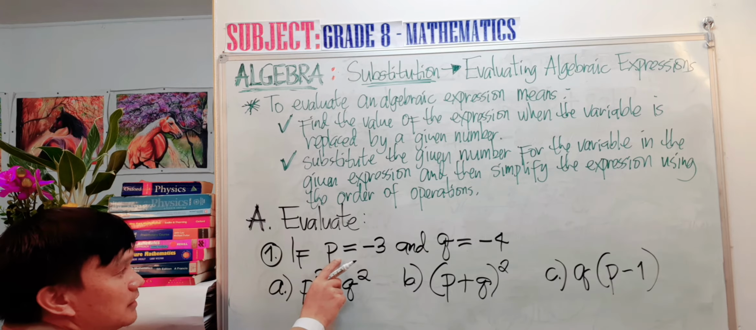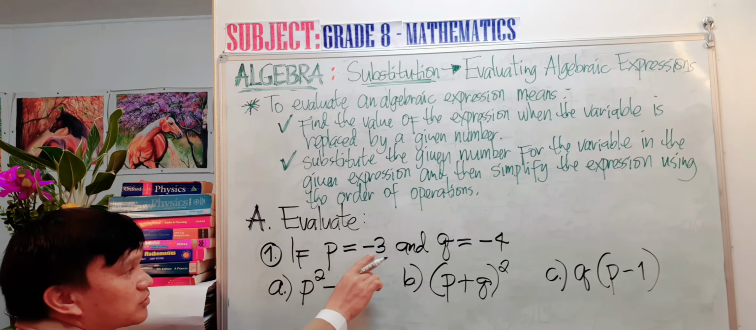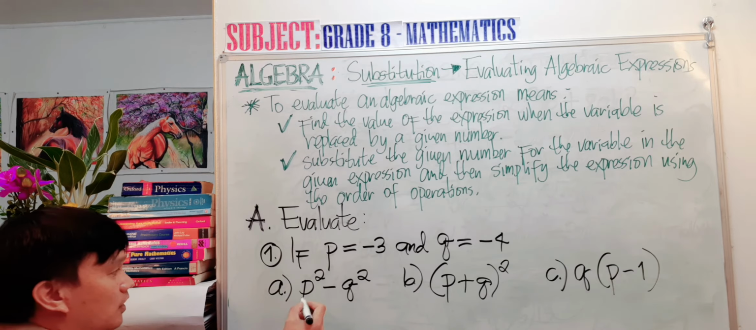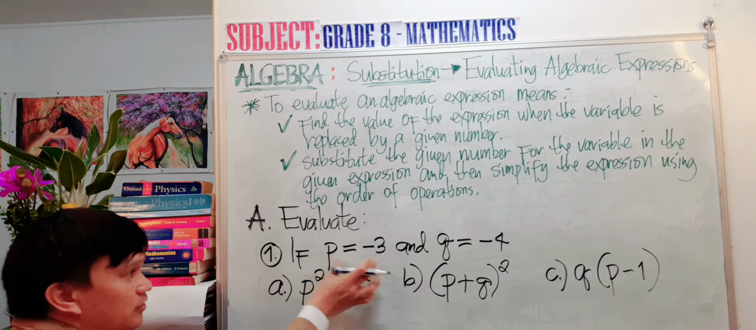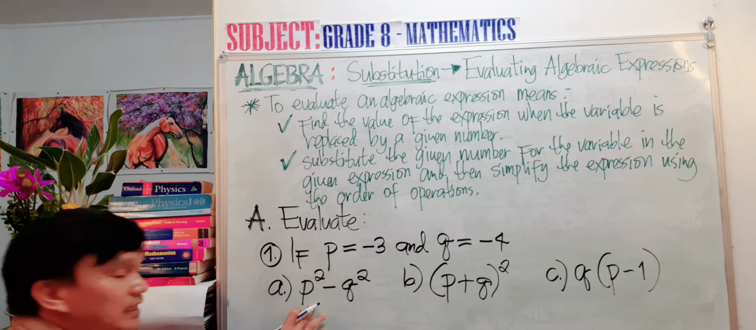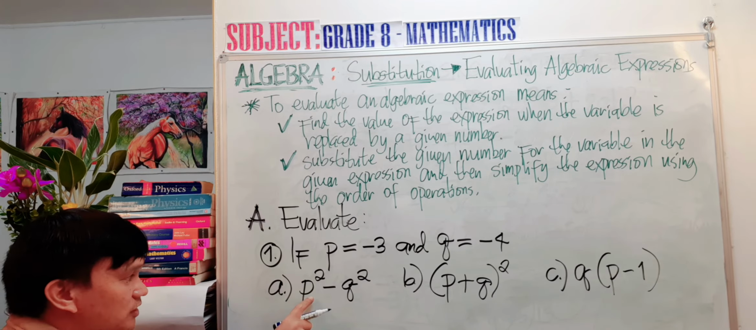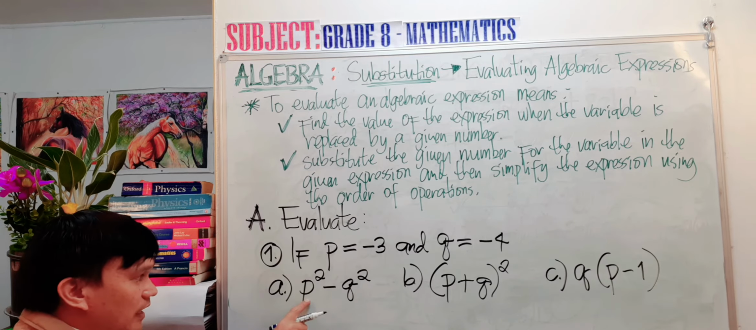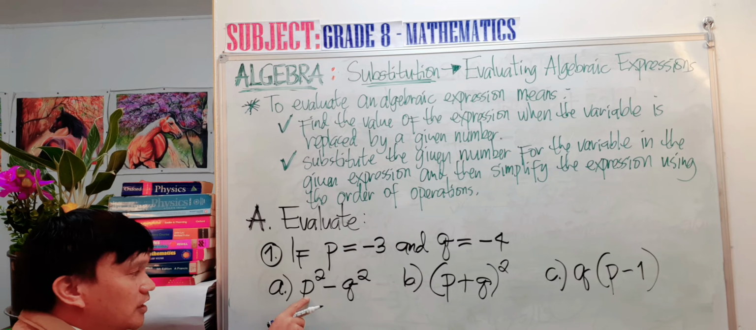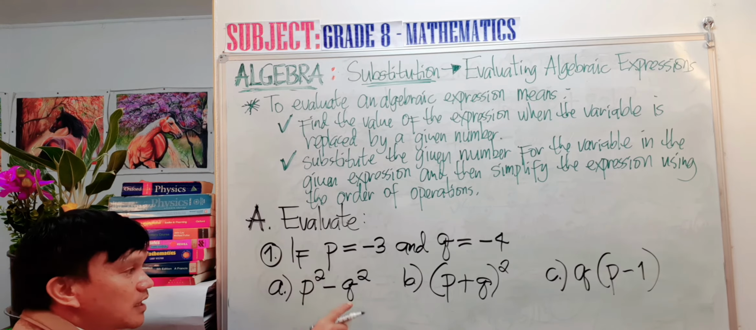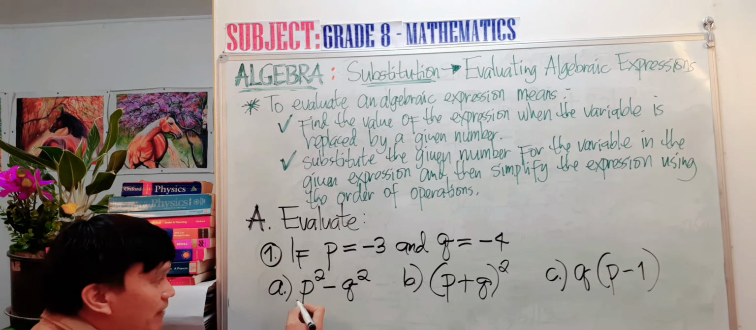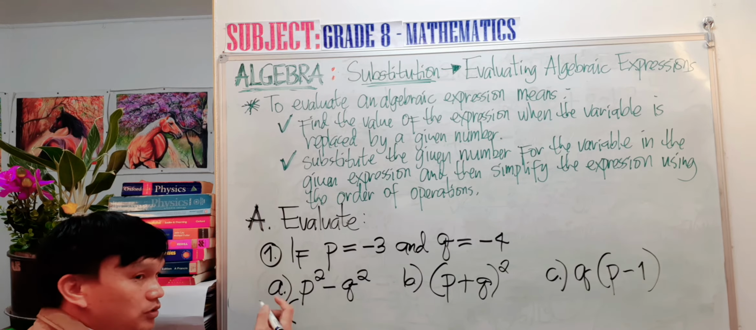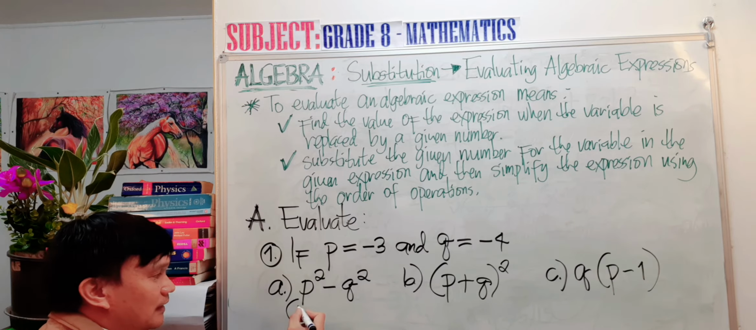You have to check carefully. P is equal to negative 3 and Q is equal to negative 4. Therefore, you need to substitute these values of the variables P and Q in the given expression. Take note that in our expression P squared minus Q squared, P is going to be multiplied by itself 2 times, and Q as well. So you must always use the bracket symbol in order to ensure the evaluation.